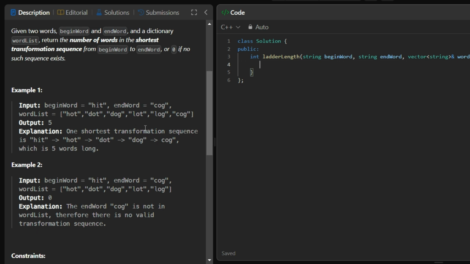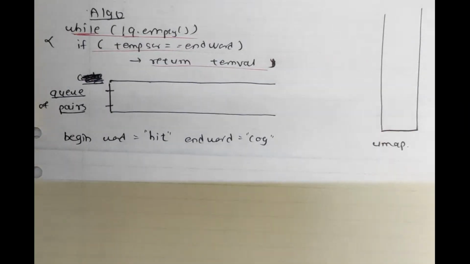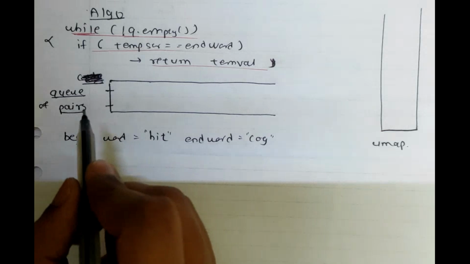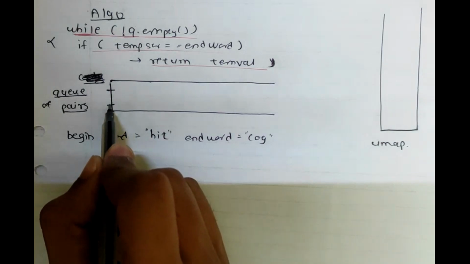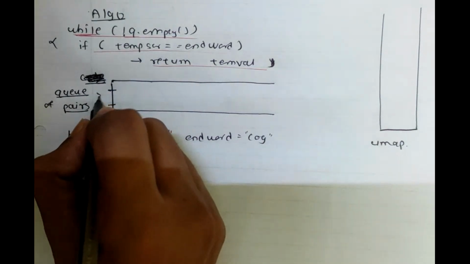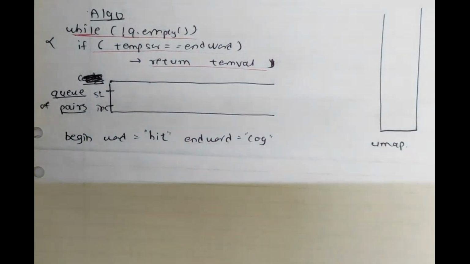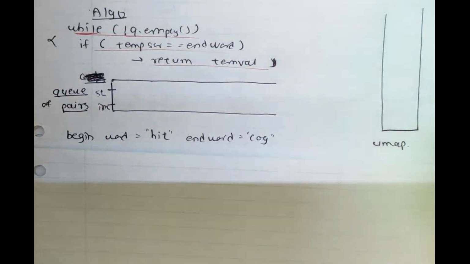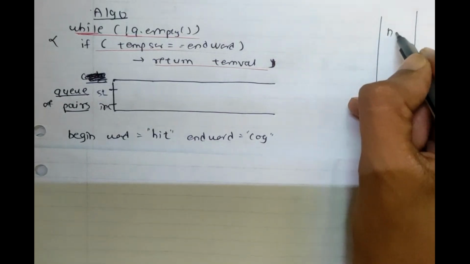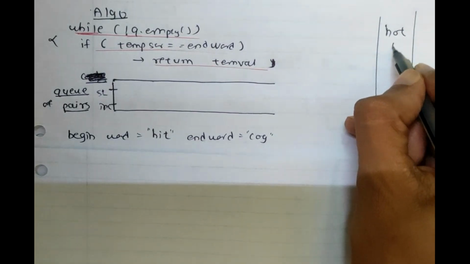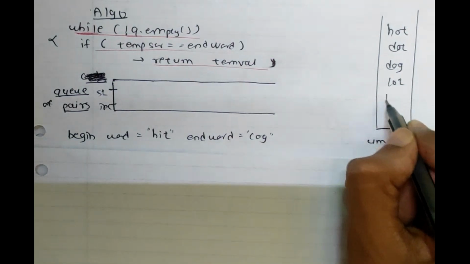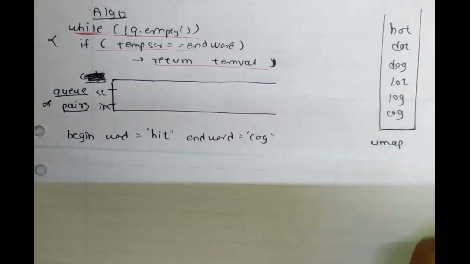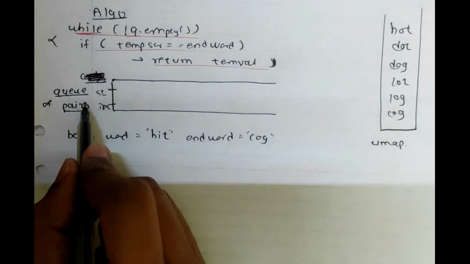So before writing the code, let's understand the approach. For this, we will use a queue which contains pairs. Pair of a string and an integer value. So this is string and this is integer. Words present in the word list we will store in here. So hot, dot, dog, lot, log, cog. This is an unordered set and this is the queue.